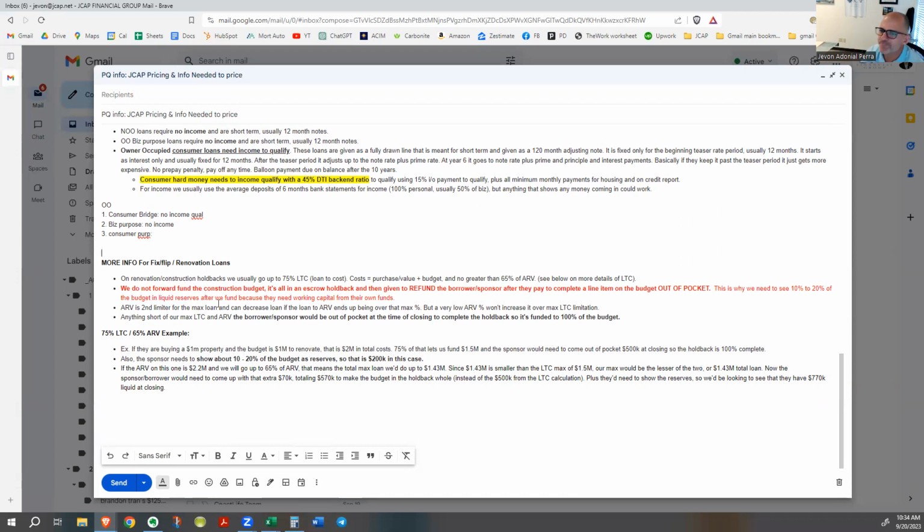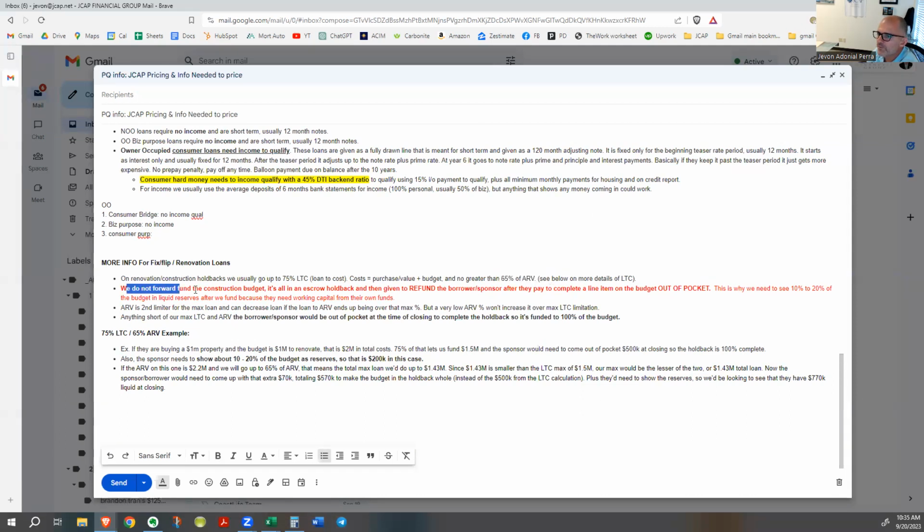That's Leo. Okay, so the last part here is more info on the fix and flip renovation loans. So this again is the construction holdback deal. And we were talking about in the scenario 75% loan to cost, 65% ARV. We'll go more than that or less than that sometimes, but in this example, that's what we're going to use. So on renovation construction holdbacks, we usually go up to 75% loan to cost. Cost is the purchase or the value of the property plus the budget, and no greater than 65% of ARV, or the after repair value.